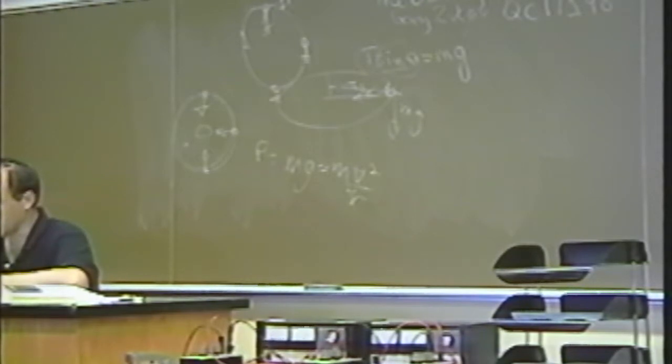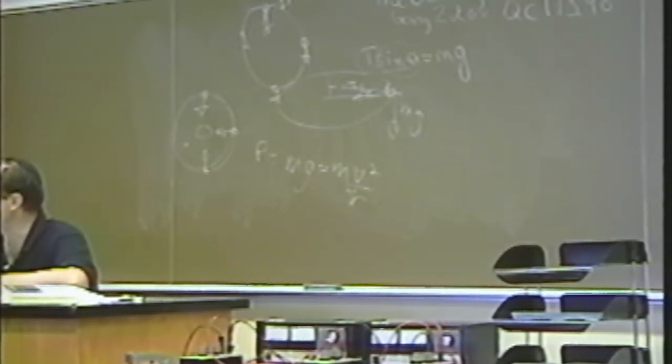Okay, Newton's law tells us that the normal force is less than mg at the top and greater than mg at the bottom. Okay, how do we know that? Why is the normal force less than mg at the top? How do you know that? The acceleration. The acceleration, right.